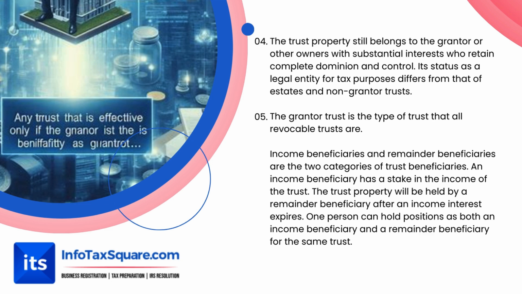Income beneficiaries and remainder beneficiaries are the two categories of trust beneficiaries. An income beneficiary has a stake in the income of the trust. The trust property will be held by a remainder beneficiary after an income interest expires. One person can hold positions as both an income beneficiary and a remainder beneficiary for the same trust.